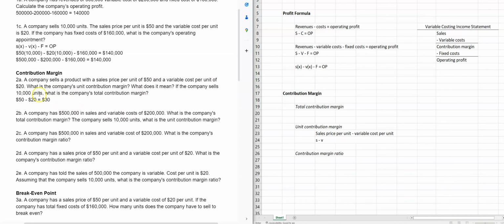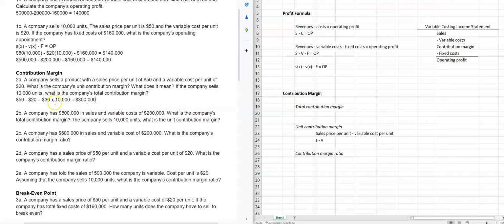If the company sells 10,000 units, what is the company's total contribution margin? We do have a formula for total contribution margin, which we're going to do in the next one. But just to point this out, if $30 is our unit contribution margin and we have 10,000 units that we sell, that means our total contribution margin would then be $300,000. Okay. So that's one way of doing it.